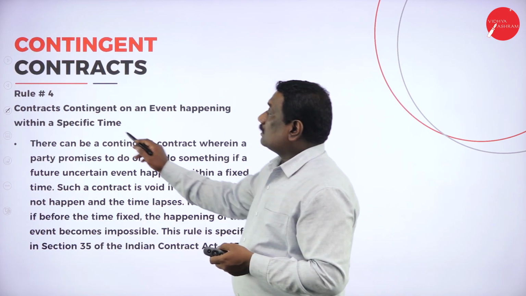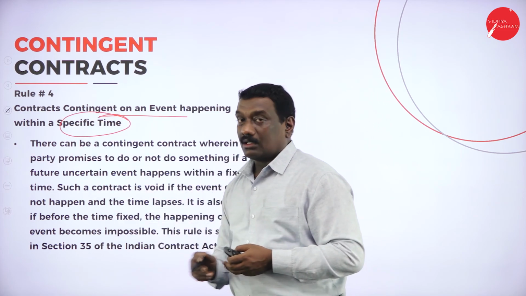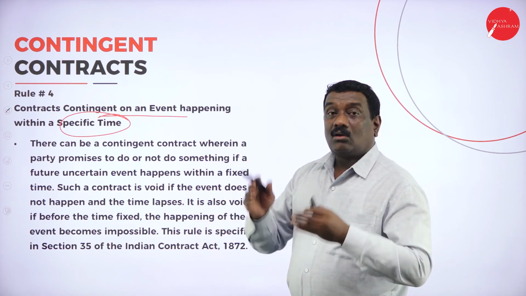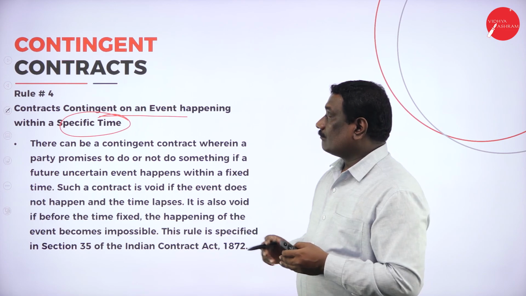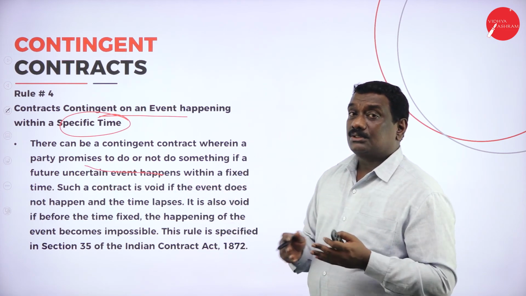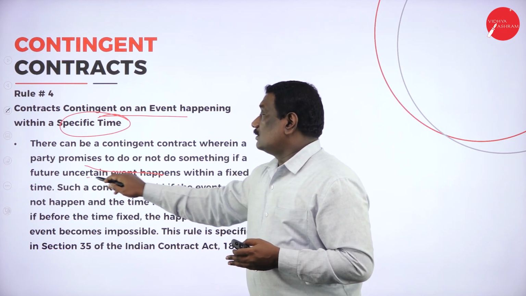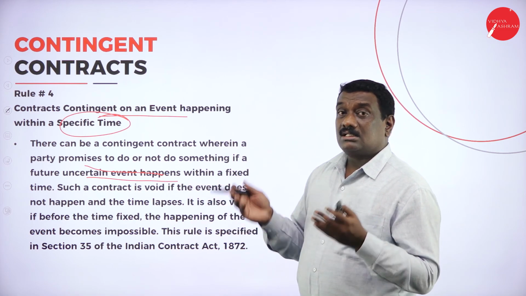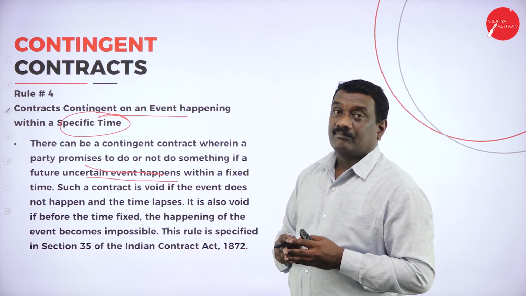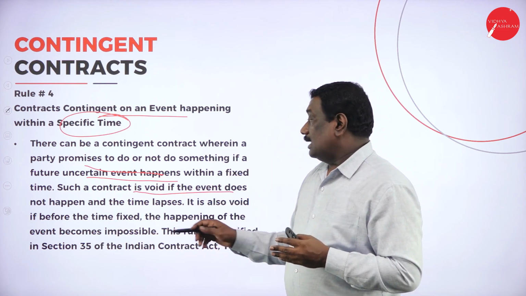The next rule is contingent contracts on an event happening within a specified time. This is very important. There can be a contingent contract wherein the parties promise to do something, or not to do something, if a future uncertain event happens within a specified period of time or a fixed time. Such a contract is void if the event does not happen and the time lapses.